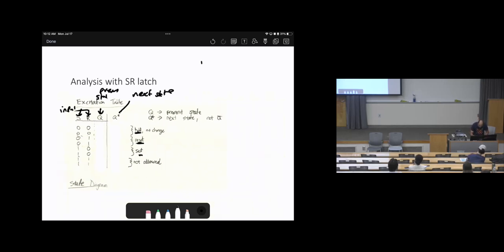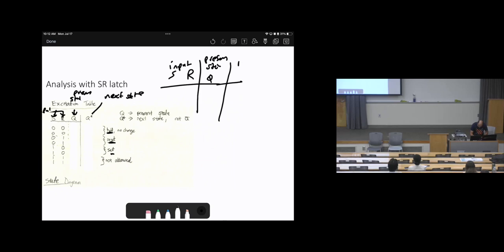In the generalized model, we have inputs. Here the inputs are S and R. We have present states, which is Q. We have next states, which is Q star. Then outputs, but here there are no outputs. Therefore, this is the same as the generalized model, the excitation table that we used to see in the past.